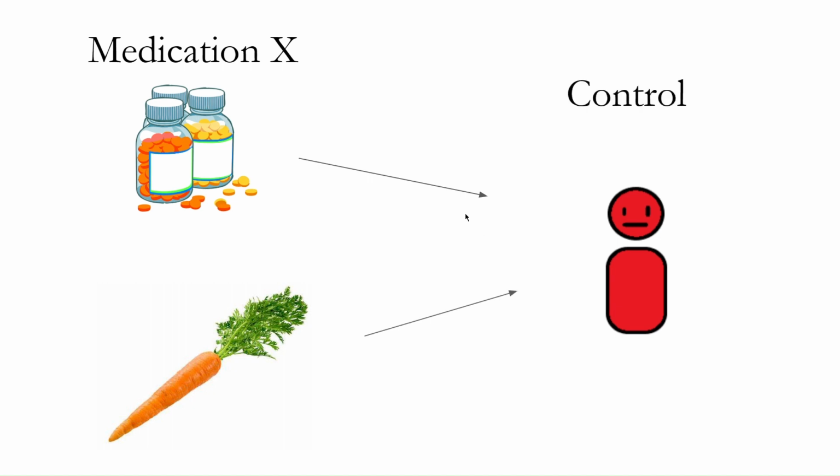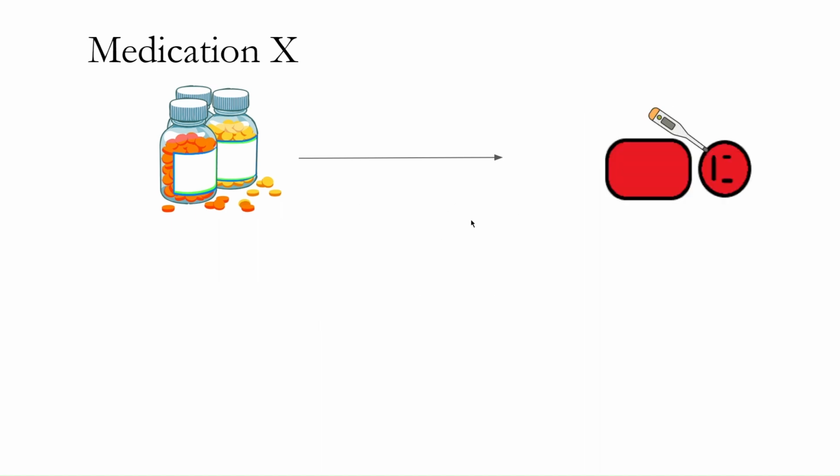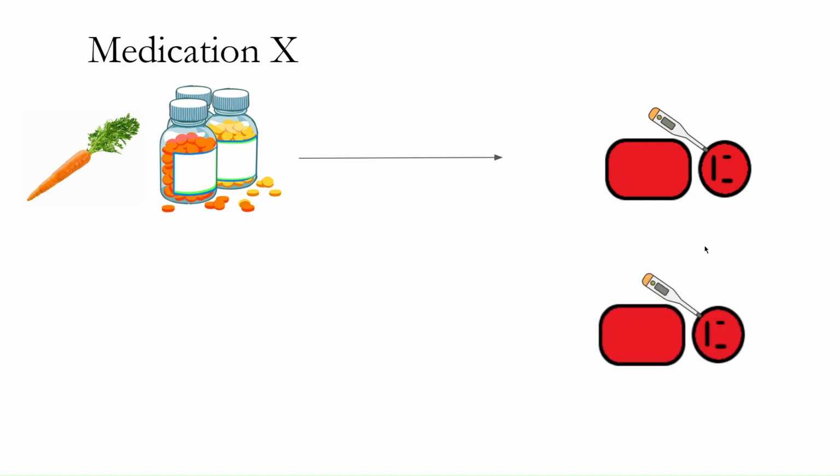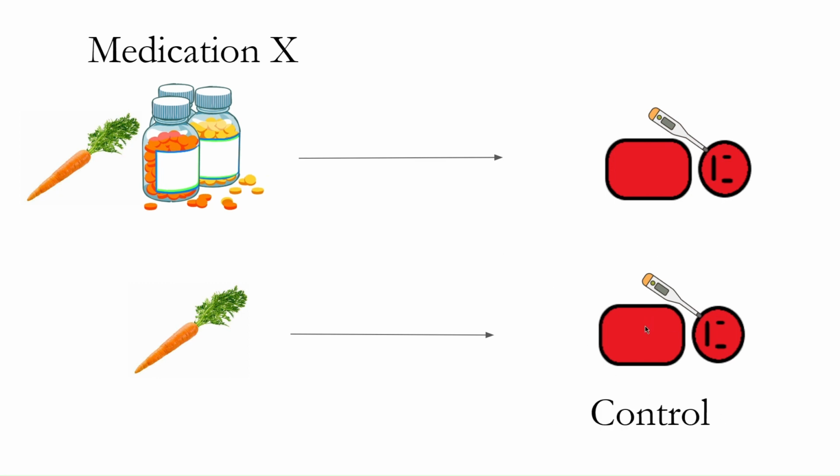We need a control. What's a control? I'll explain it through this example. Let's say we got a completely different person with COVID, and we're trying to prove the same thing, that medication X can cure COVID. We are giving this person medication X and a carrot for lunch. But this time we have another completely different person who has COVID, but we're not giving him medication X, we're only giving him a carrot. Now, the second person in this case is the control.